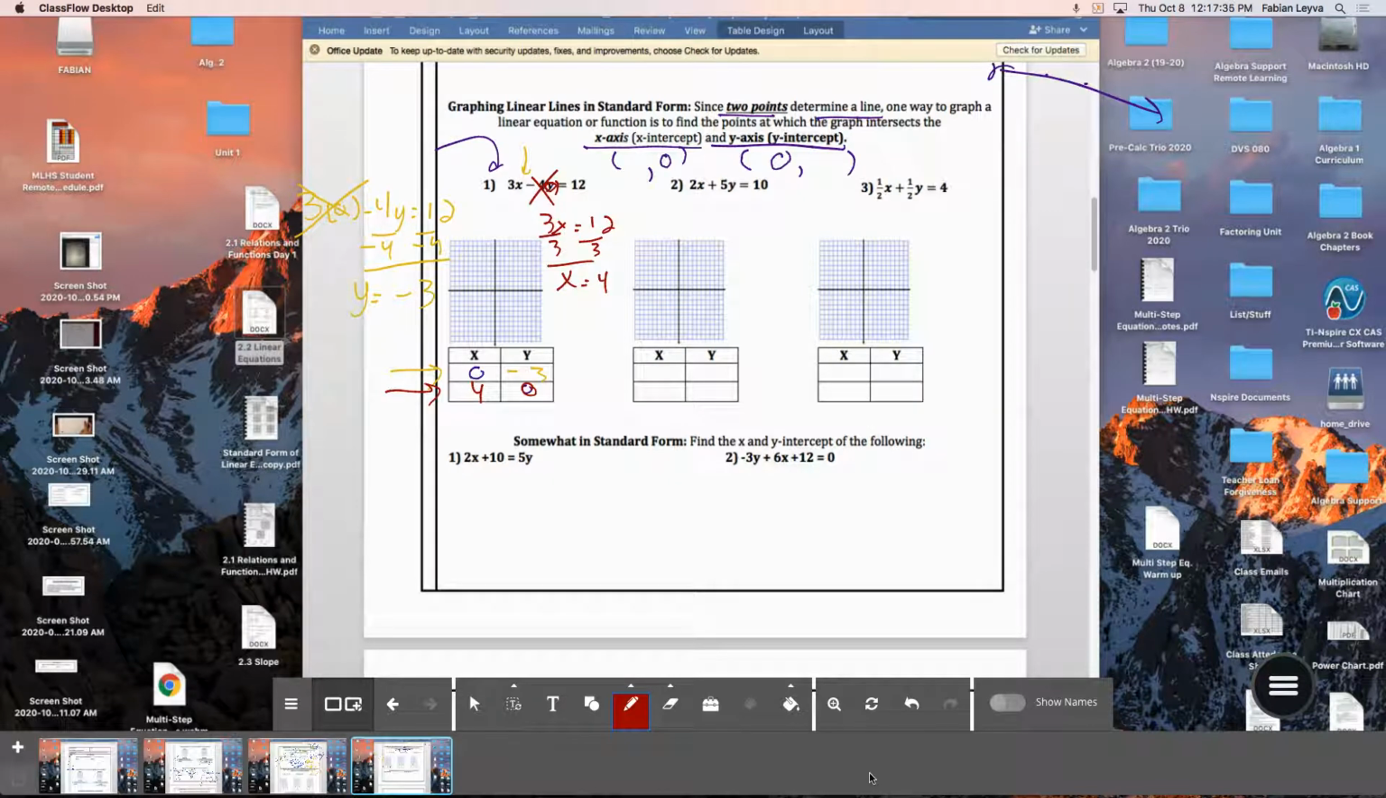Super easy to find your x and y intercepts. And now you can graph these points really easily. 0, negative 3 is right over here. 4 and 0 is somewhere over here. And then that is your line.